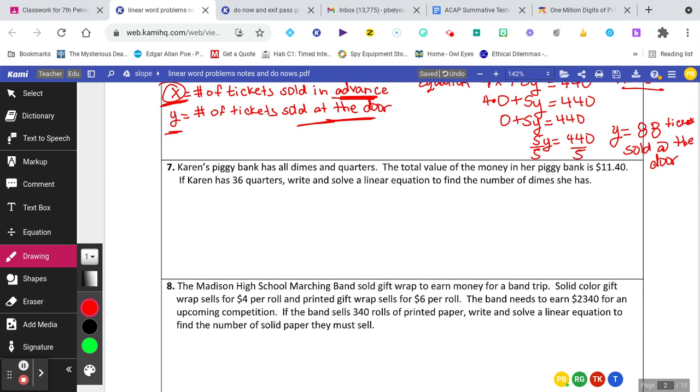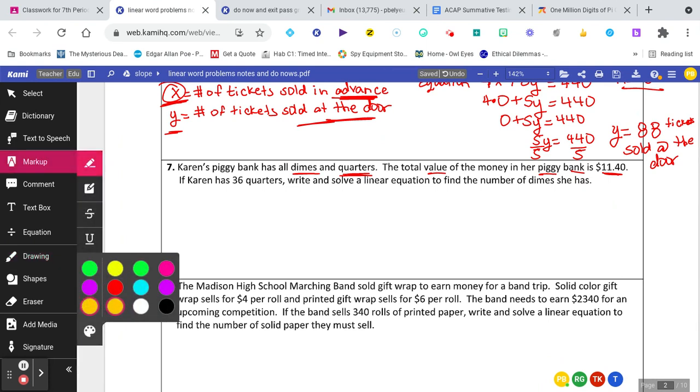All right, 7 says Karen's piggy bank has all dimes and quarters. I already got thing 1 and thing 2. The total value of the money in her piggy bank is $11.40. Let me highlight these. Okay, so all dimes and quarters. The total value in that was $11.40. And then it says if Karen has 36 quarters, we want to write and solve a linear equation to find the number of dimes she has.